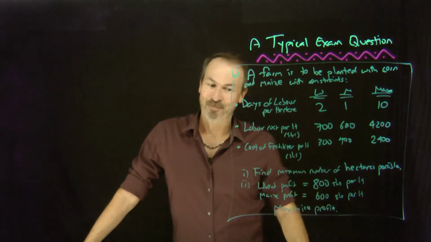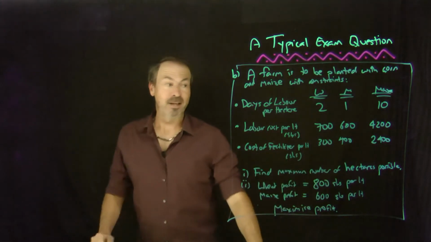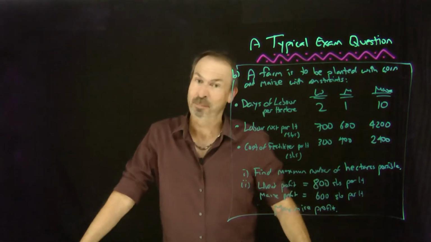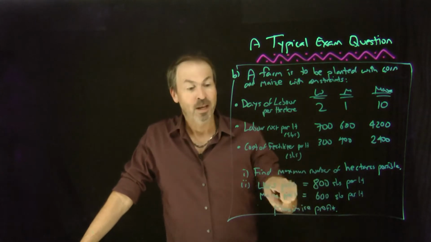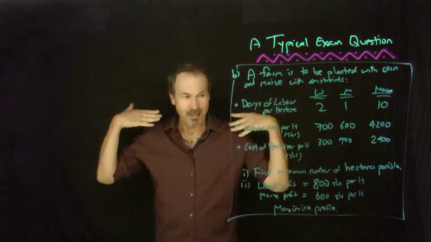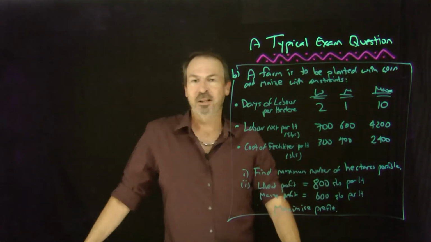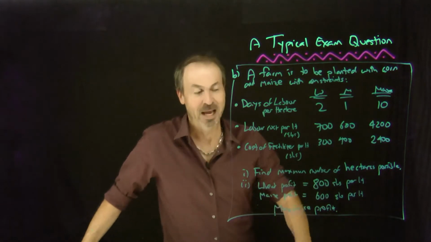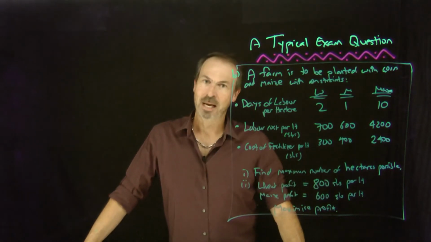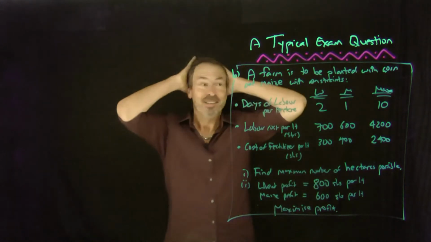Whoa, there's a lot there. The question comes in 2 parts. Part 1, find the maximum number of hectares we could possibly plant. And part 2, the wheat profit is actually 800 shillings per hectare. So I plant 1 hectare, I get 800 shillings profit. Maize, 600 shillings profit per hectare. I want to maximize my profit. Please make all this happen. Oh, whoa, there's so much here.